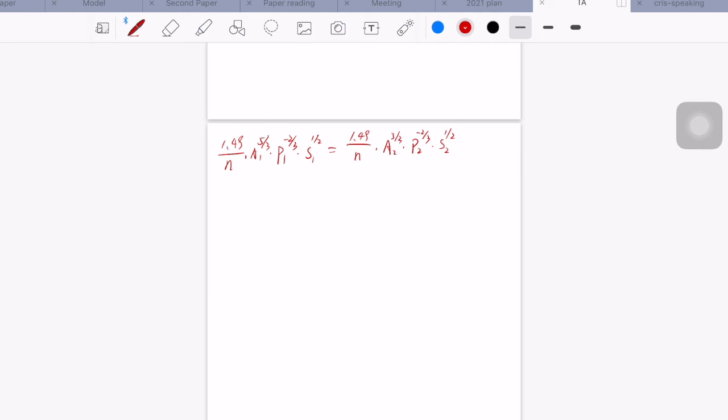Since we assume that the slope and the channel roughness remain constant in both channels, we can eliminate this item. So we get that A1 to the power of 5 over 3 times P1 to the power of negative 2 over 3 equals A2 to the power of 5 over 3 times P2 to the power of negative 2 over 3.